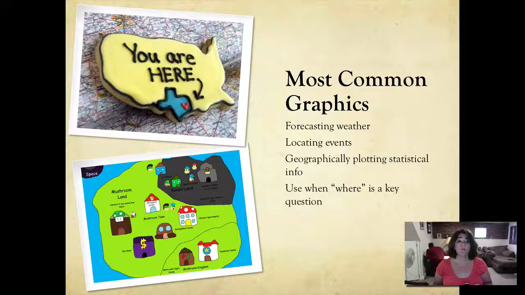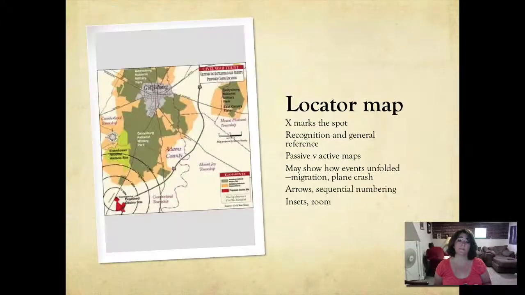One of the most common graphics that we see is mapping. We see them for forecasting weather or different events, for plotting some sort of statistical information. Often it helps us when where is a pretty significant part of the question that we're asking. So we might use them for a locator map, as we see here, a map of the Civil War Trust. It'll show how events unfolded. It'll show some sort of migration, maybe the path of something taking place.